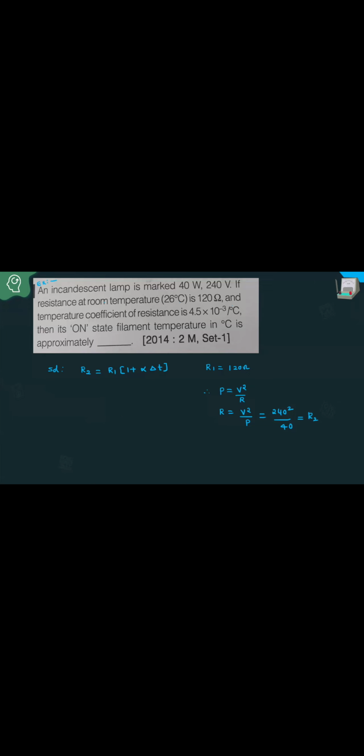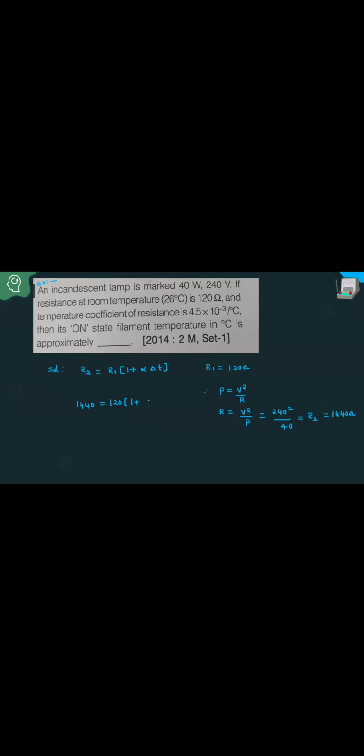During the on state, the filament resistance will increase because of temperature. Then what is that filament resistance? 240 square by 40, this is equal to 1440 ohms. Is it correct? 1440 ohms. Now you have to substitute here. 1440 equal to 120 into 1 plus alpha.